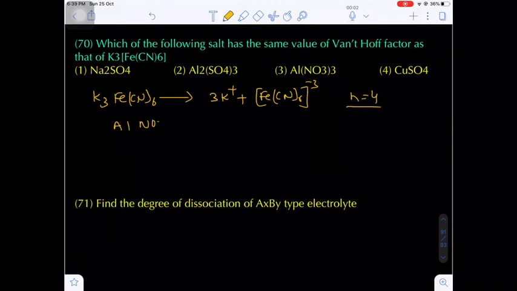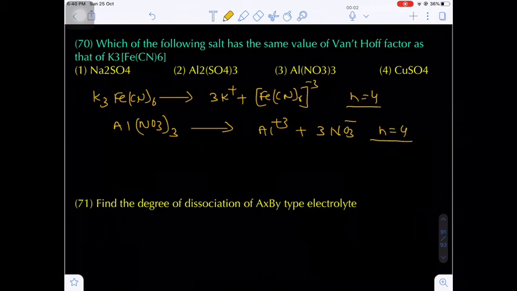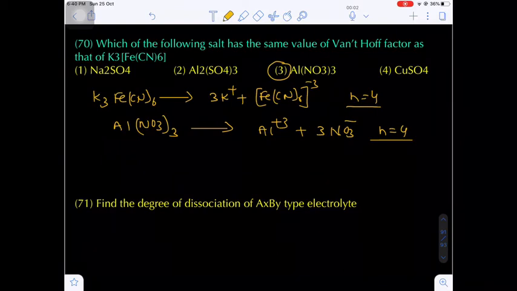Option number 3, if you see directly, aluminum nitrate. In aluminum nitrate, how does the solute undergo dissociation in aqueous medium? As one aluminum ion and 3 nitrate ions. 1 plus 3 will be equal to 4. So that's why I am writing directly answer 3. Are you getting my point?